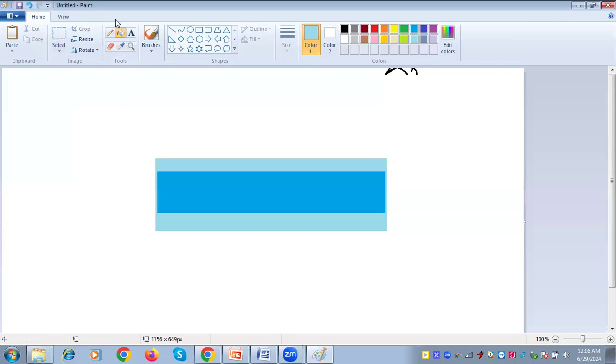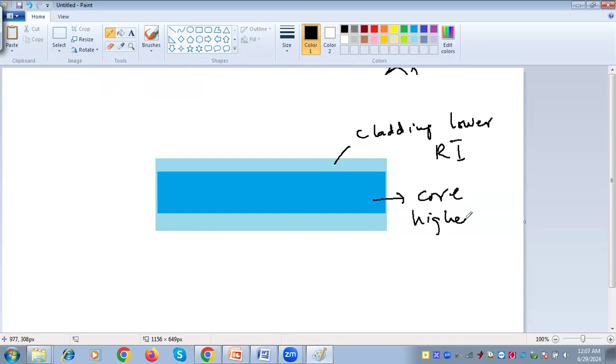So lighter medium, lower refractive index; denser medium, greater refractive index. So this is cladding. Higher refractive index, it can be 1.6, it can be 1.4.